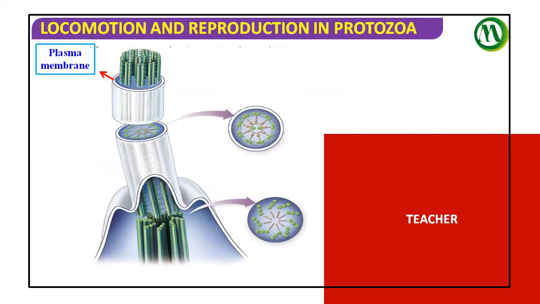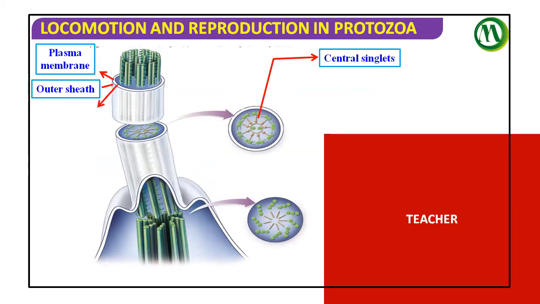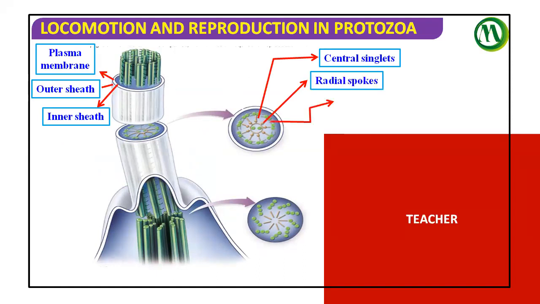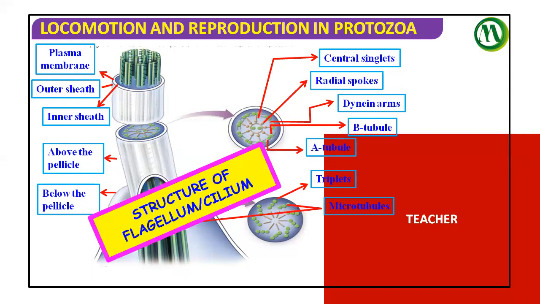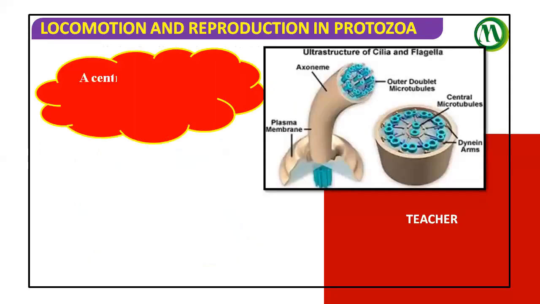Here you can see the transverse section. The body of the flagellum is covered by the plasma membrane. When you take the outer sheath and inner sheath, the visibility of all these things is possible in a clear view. Afterwards we'll draw the diagram to understand the A microtubule and B microtubule, how they look above the pellicle and below the pellicle. I will explain one after another so you can understand all these things.